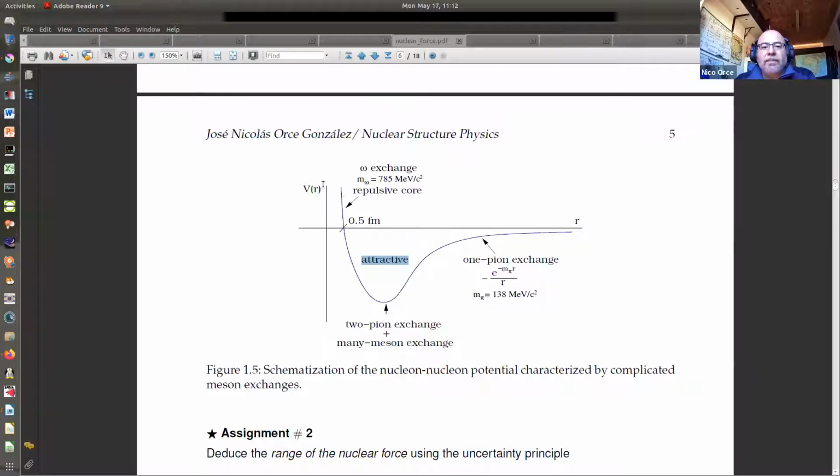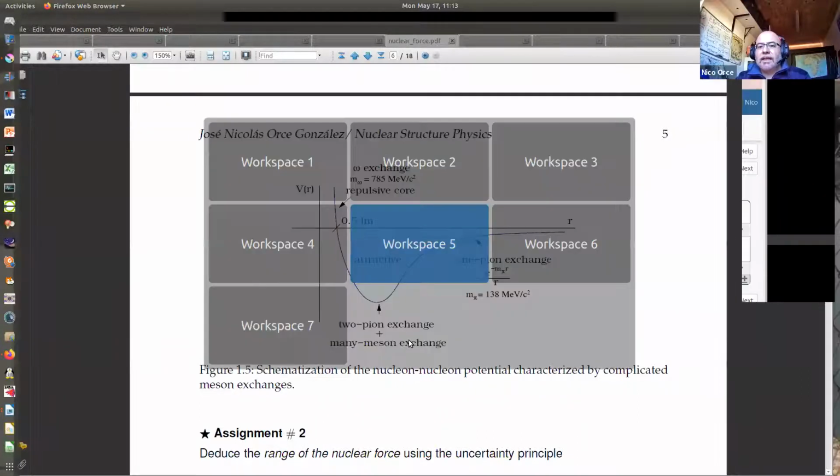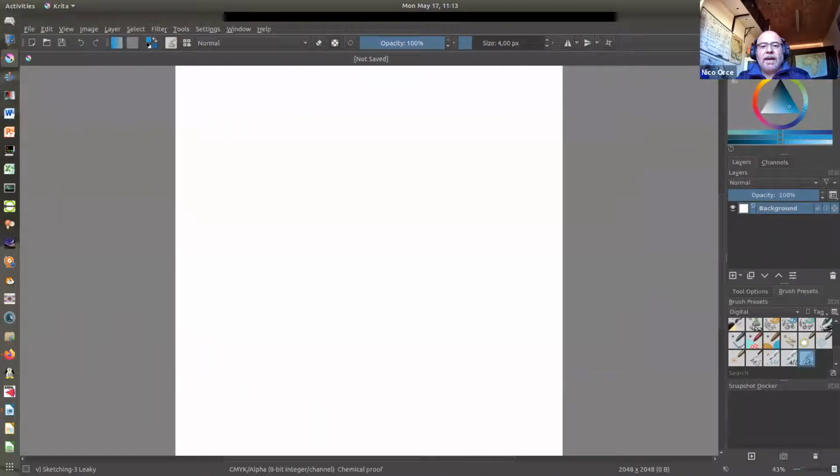Here we have, in the simplest case scenario, the one pion exchange, discovered by Hideki Yukawa, the first Japanese Nobel Prize winner. And then the situation becomes more complicated, and we have two pion exchanges, many meson exchanges. And this is actually what I explained in one of the colloquiums.